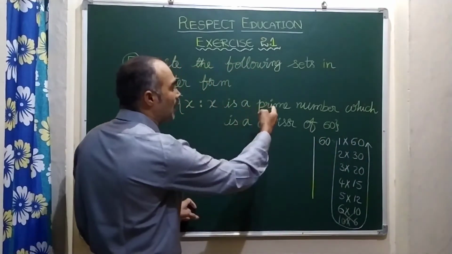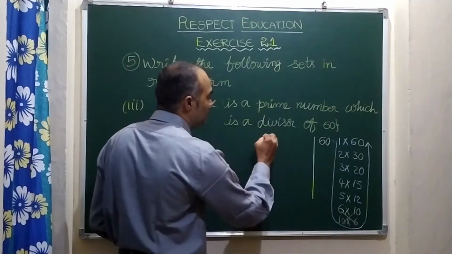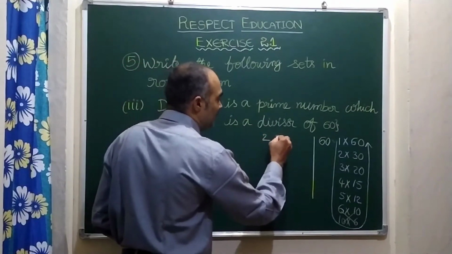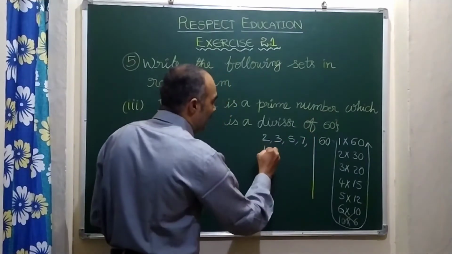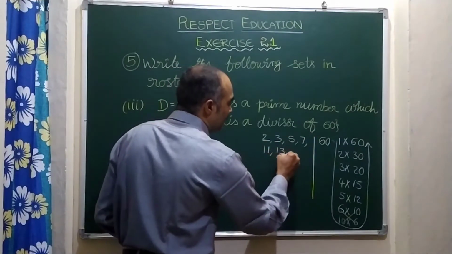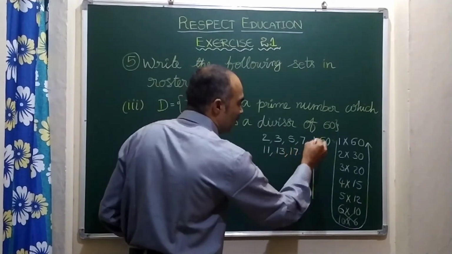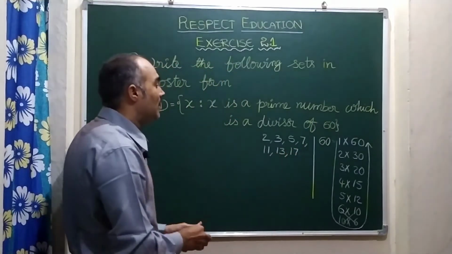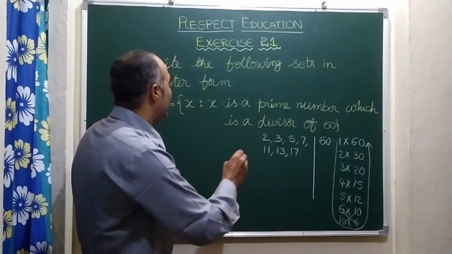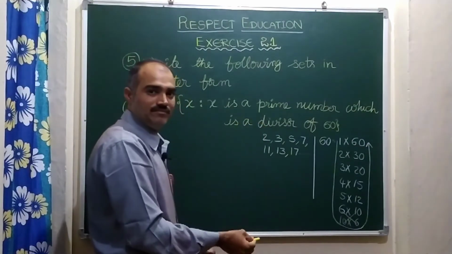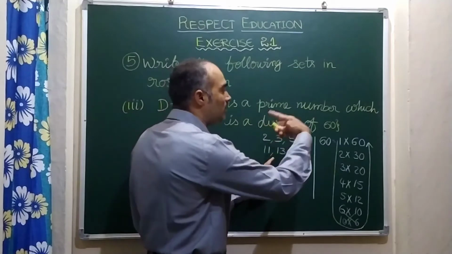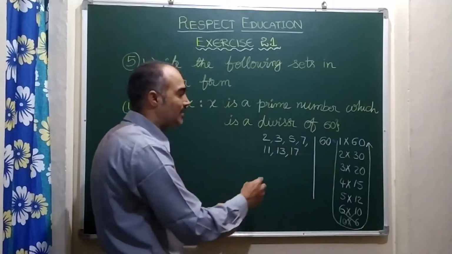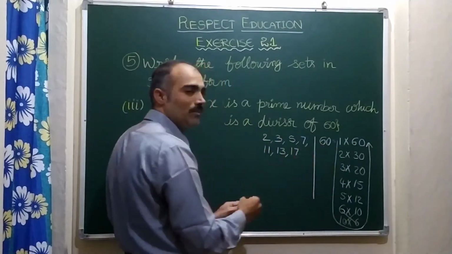Now we should add the prime numbers also. Already know prime numbers 2, 3, 5, 7, 11, 13, 17, and so on. Right? Now what we need to take? There is x which is a prime number and also a divisor of 60. So just pick up which numbers are in common.